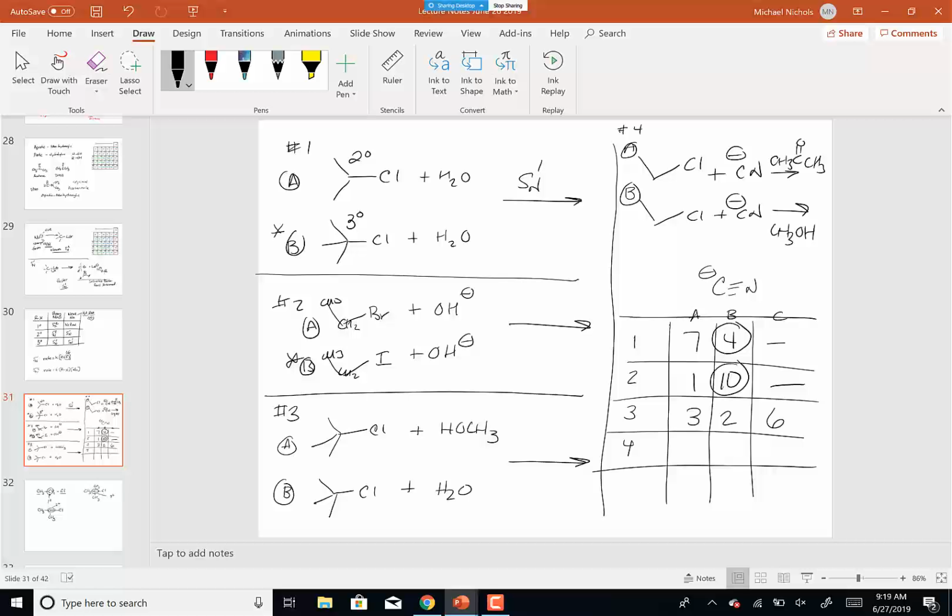So, mechanism, SN1, tertiary halide. That's all the farther we need to go. Tertiary halide's got to be SN1. What's different? The nucleophile.